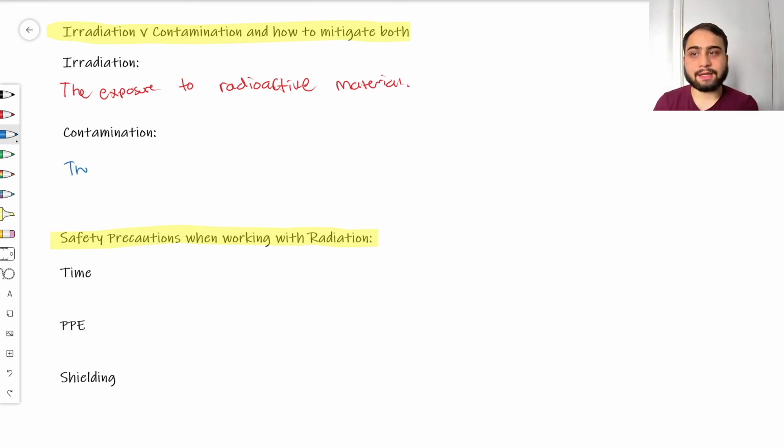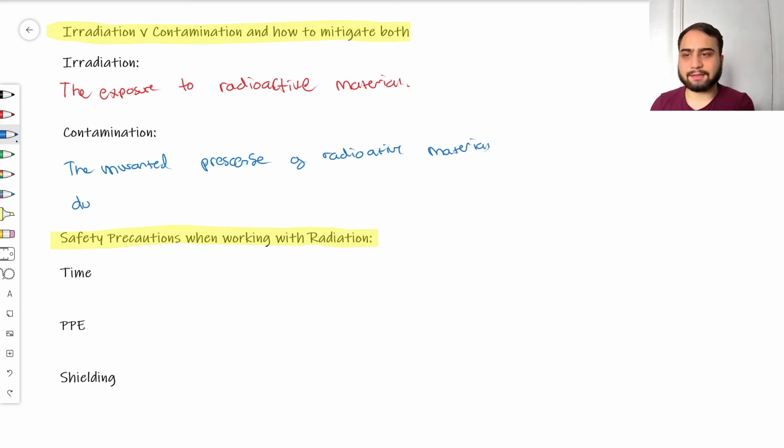Contamination is the unwanted presence of radioactive material. So that's things like dust, chips, things like that, right? So if there was a nuclear accident, and a nuclear reactor blew up, it would spew out all of its radioactive material out into the air in fine little particles, and that would contaminate the air.